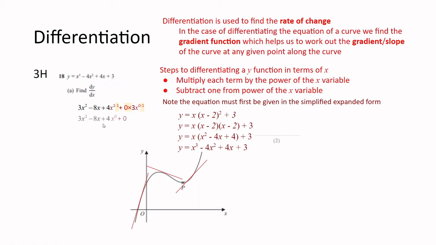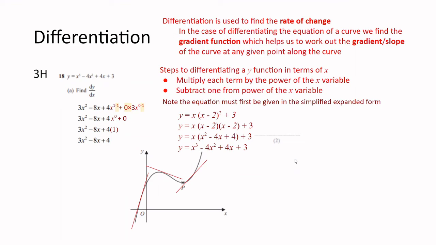So this becomes 3x squared minus 8x plus 4x to the power of 0, which means 1. So that x is actually going to disappear as well, plus 0. So simplifying that, that's simply 3x squared minus 8x plus 4 times 1, which is 3x squared minus 8x plus 4. So the actual differentiation of an equation is a fairly straightforward and simple part of this topic.